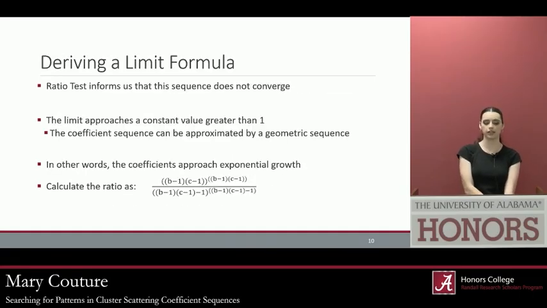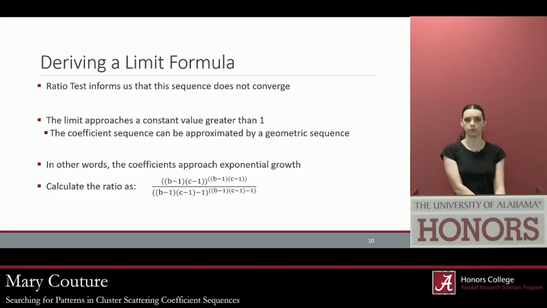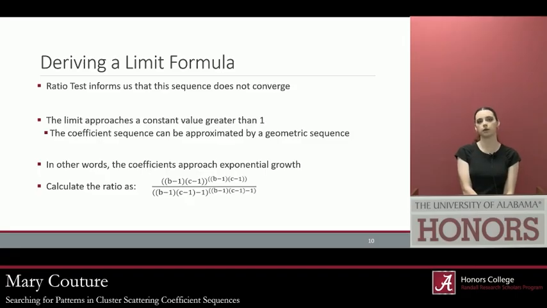Working with it analytically, the ratio test simply informs us that the sequence does not converge because at any point the ratio is greater than 1. The limit approaches a constant value, however. And that tells us that our coefficient sequence can be approximated by a geometric sequence. We're going to approach exponential behavior as we approach infinity. This is fascinating because it's highly symmetric behavior.